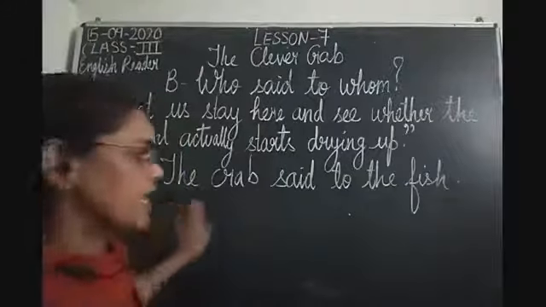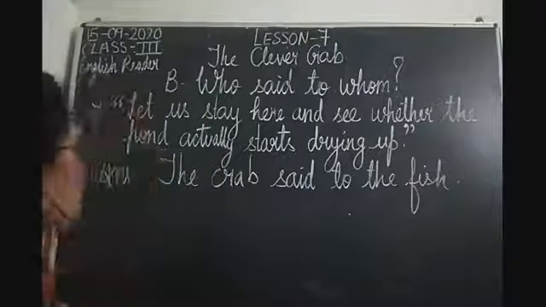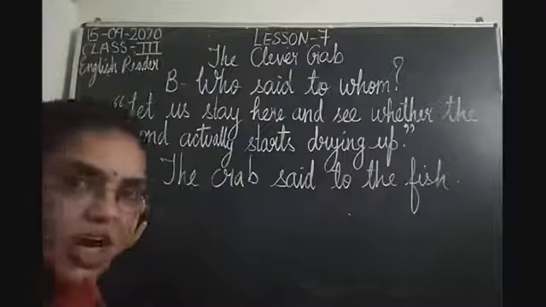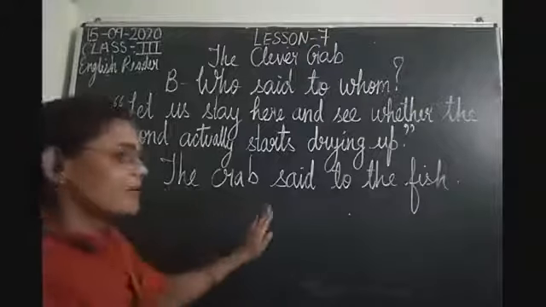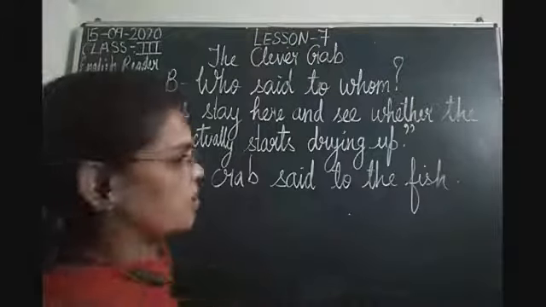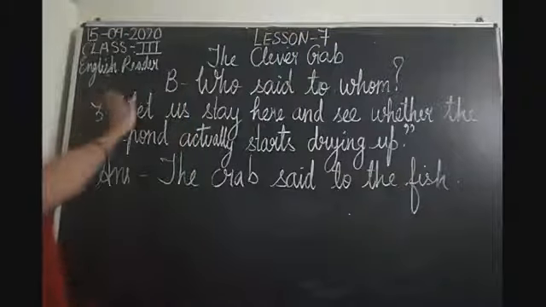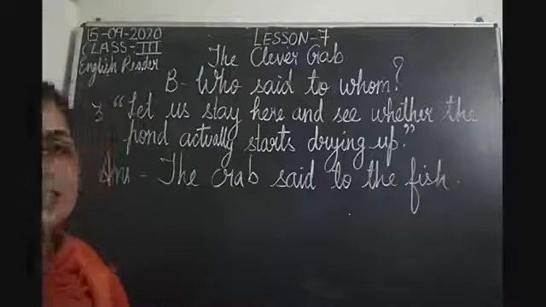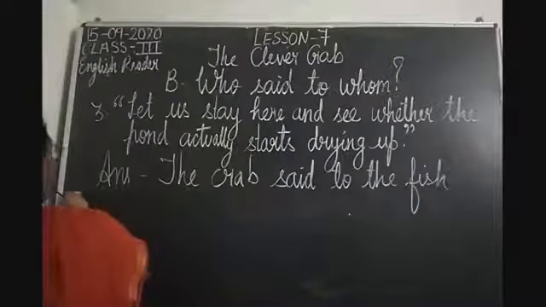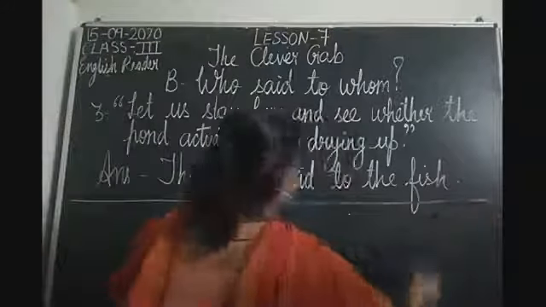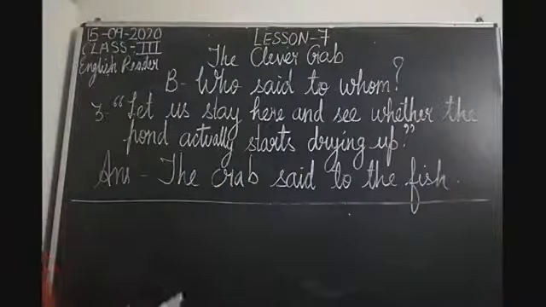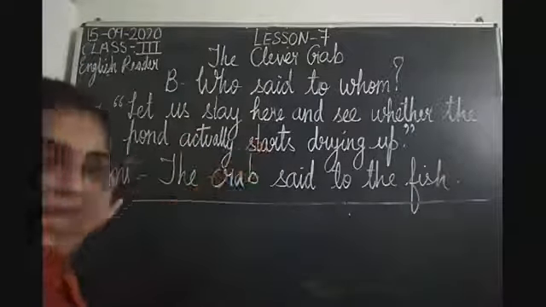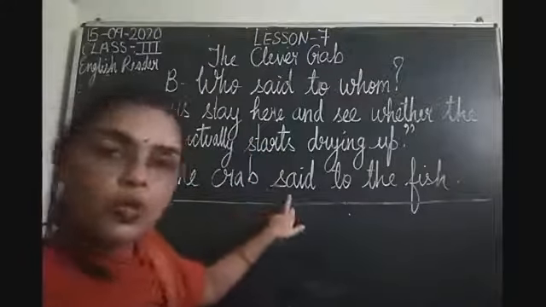The crab said to the fish, let us stay here and see whether the pond actually starts drying up. Who said this? The crab said to the fish. Children, please write this in your notebook. And after writing this, please draw a parting line with a scale and pencil. Let us stay here and see whether the pond actually starts drying up. Who said this? The crab said to the fish.